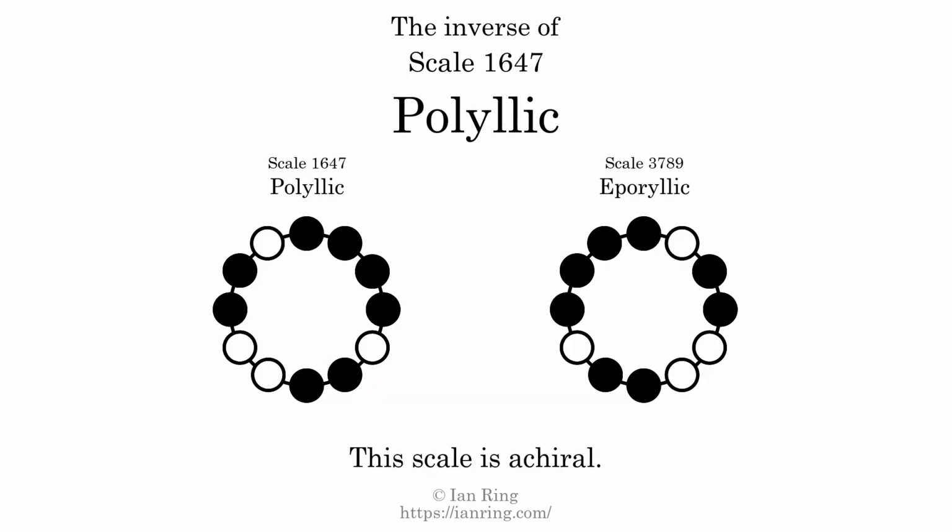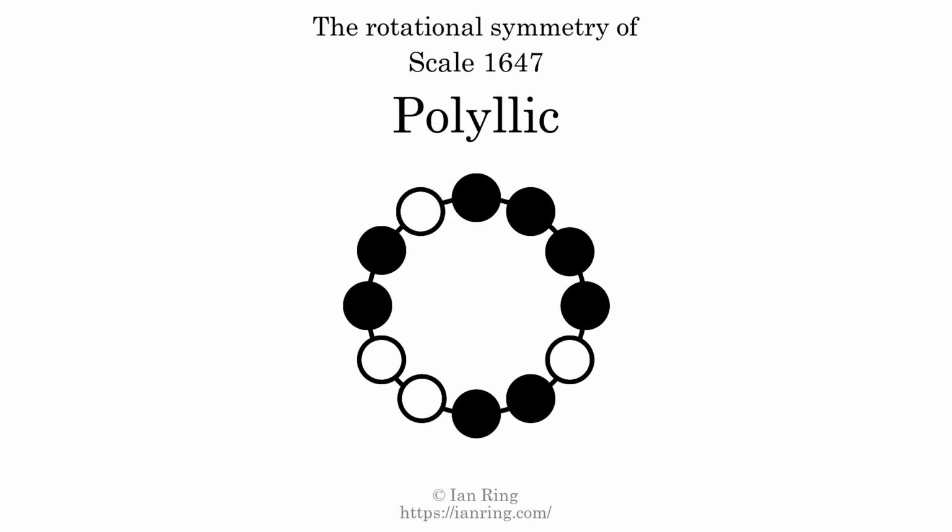The inverse of a scale is a mirror image. It is what you get when the sequence of intervals is reversed. The inverse of this scale is scale 3789, also known as Polyllic. This scale is achiral, since it can transform into its own reflection by a rotational transformation. This scale has no rotational symmetry.